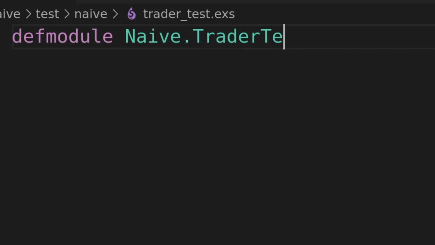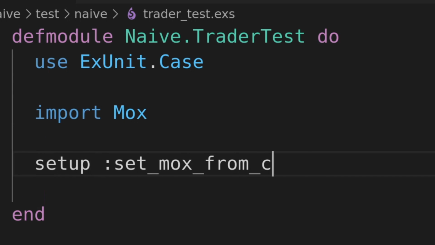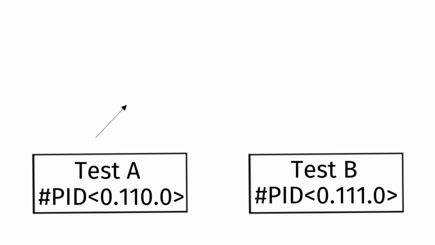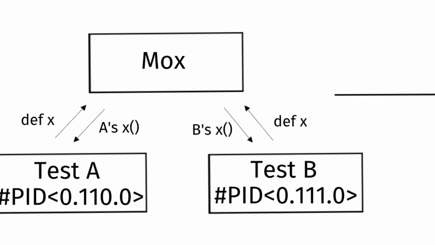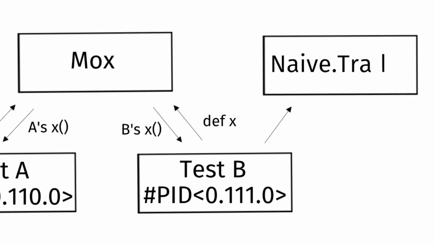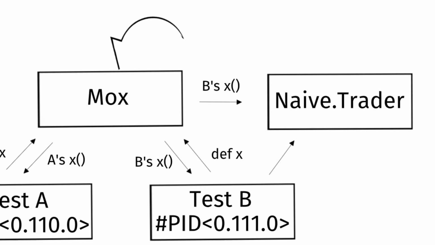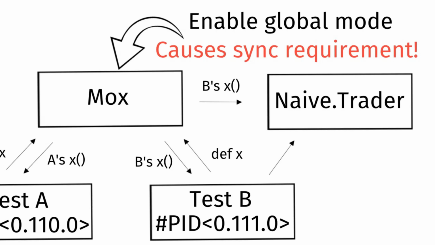We will start with the basic setup for ExUnit, then we will import Mox and enable its global mode. ExUnit runs each test as a separate process and the Mox package relies on this to support defining multiple mocked implementations. By default, only the test process can call that implementation, as our test will start a new trader process and expect it to call the mocked functions defined by the test process. We will need to enable the global mode to share them. This setup comes with lots of caveats, but we will ignore them for this video.